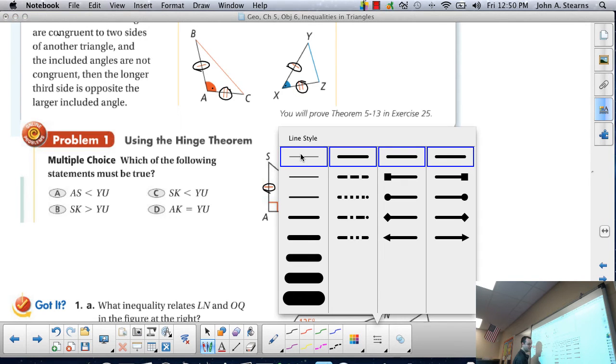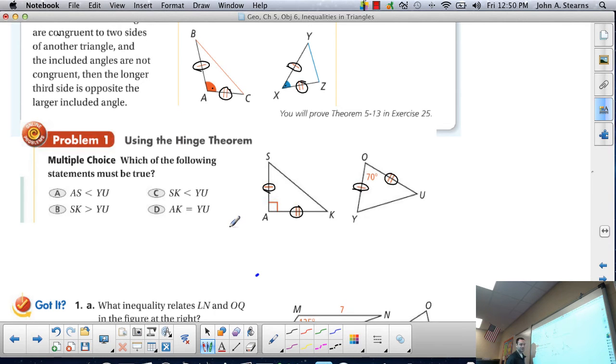When those angles are not congruent, then the opposite side, the larger side, is opposite the larger angle. So this side, SK, has to be greater than YU because 90 is larger than 70. Now, which one of these options indicates that? Looks like option B. So option B would be your choice there. SK is larger than YU.